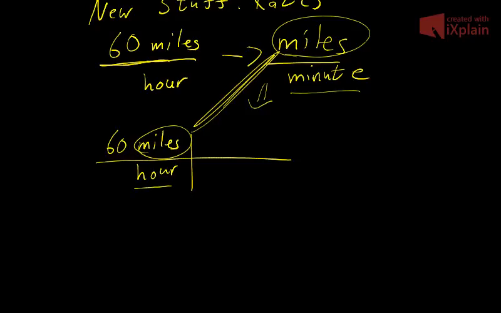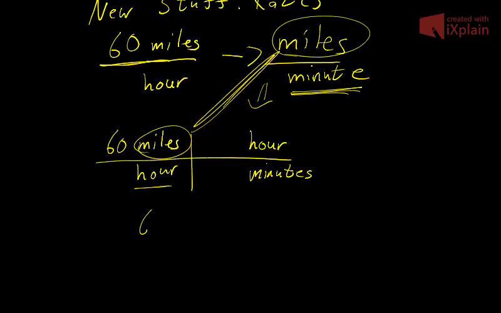But I want to get from hour to minute here. So what we're going to have to do is get rid of this hour. How I'm going to get rid of this hour is, it's on bottom right now, so to get it to cancel, I'll have to put it on top. And I want it to become minute, so underneath there, I'm going to put minute.